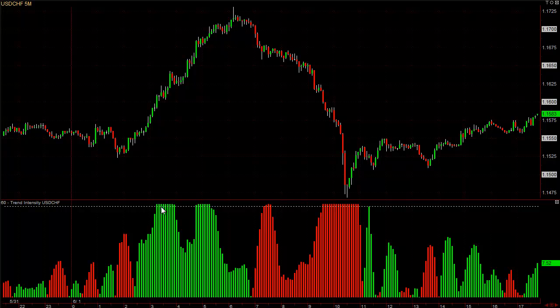Dollar Swiss showed incredible strength right here. And that trend also continued up another 100 plus pips. Then it fell. You can see the intensity was extreme.